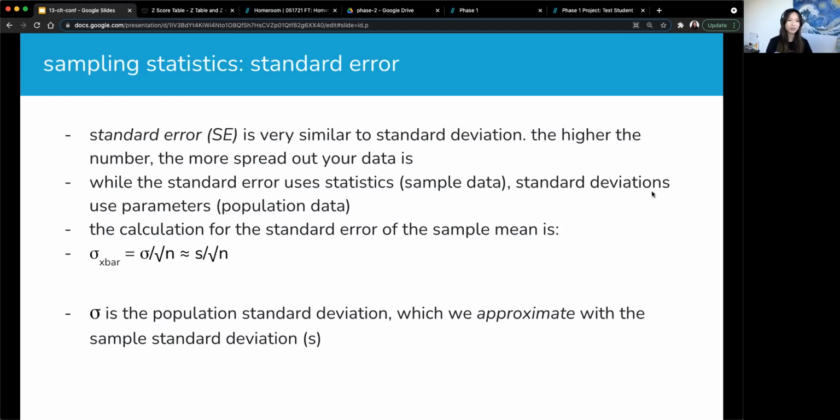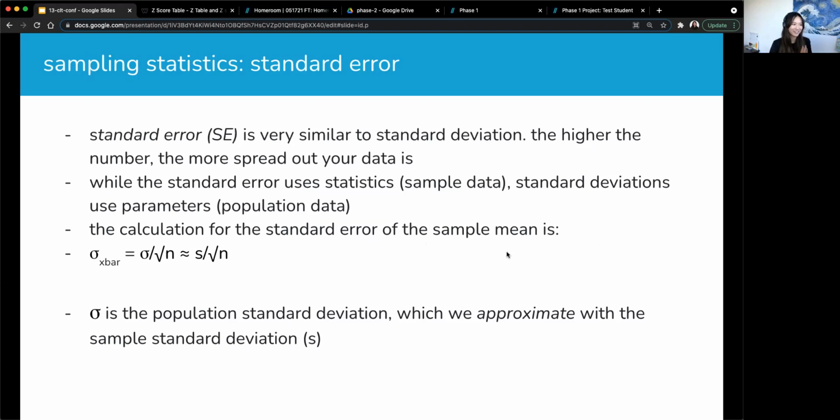Standard error is to a sample what the standard deviation is to the population. Yeah, okay. So standard error is very similar to standard deviation. The higher the number, the more spread out your data is, same as standard deviation. While the standard error uses statistics, sample data, standard deviations use parameters, population data. So similar to what I was saying earlier.